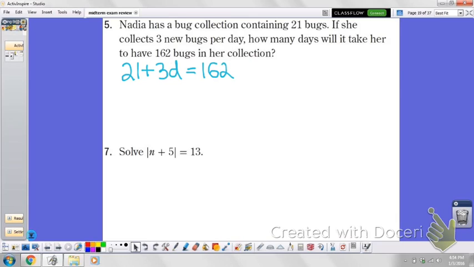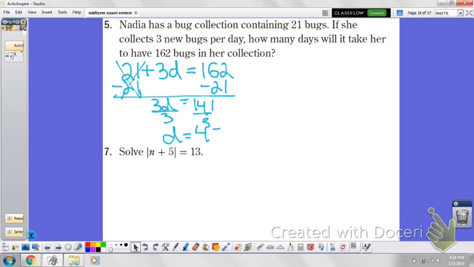So we need to solve this equation for D. So we'll subtract 21 from both sides, and I get 3D is equal to 141. Last step is to divide by 3. And I have D is equal to 47, so 47 days.